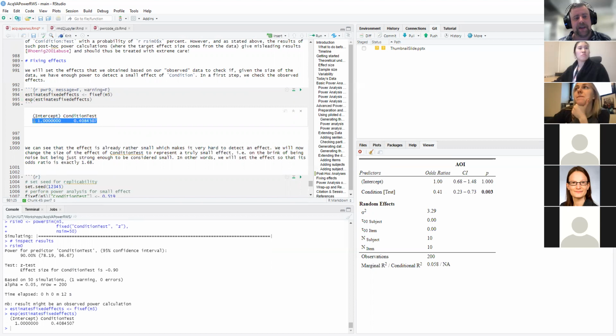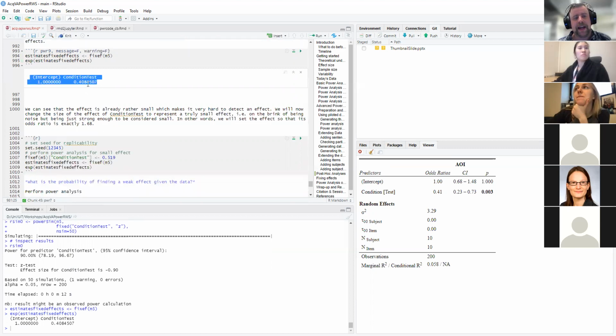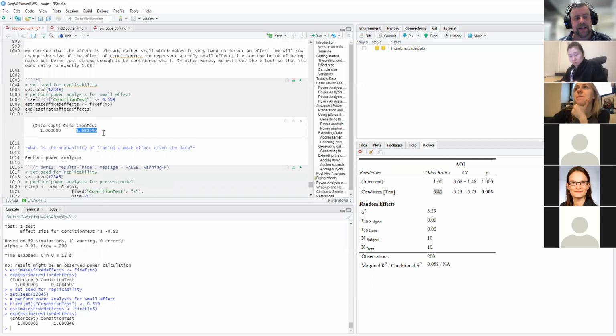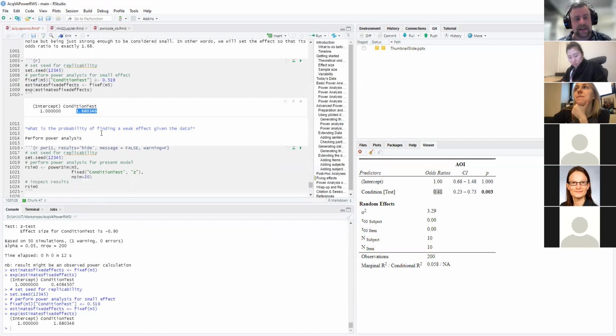checking the effects here. And now you know what the size of the effect is, and you can set it manually. So here we say that the fixed effect of model 5 for condition test, this one here, shouldn't be 0.41, which is a very weak effect, it's below weak actually, but we want it to be a small effect, right? So the equivalent of Cohen's d of 0.2, right? Now, when we add that, we can then check the effect size again, and we get, okay, now the effect size is an odds ratio of 1.68.